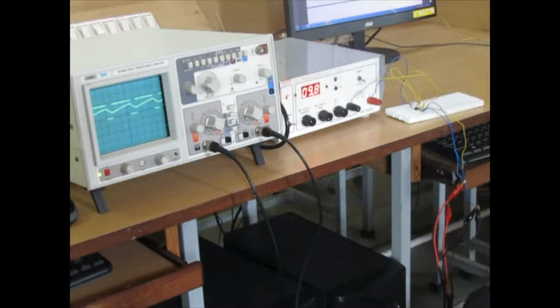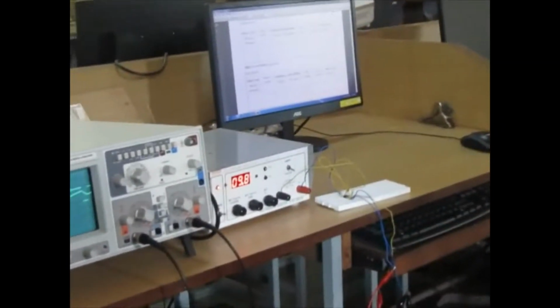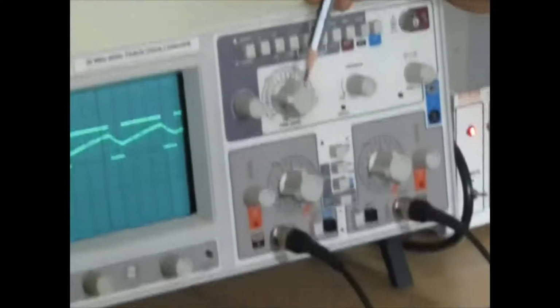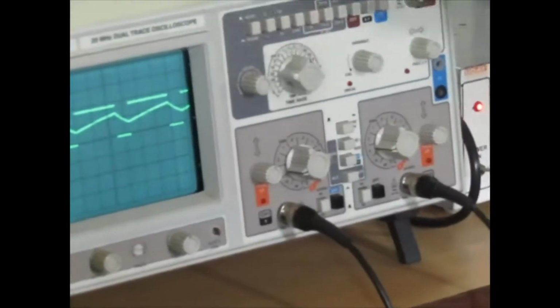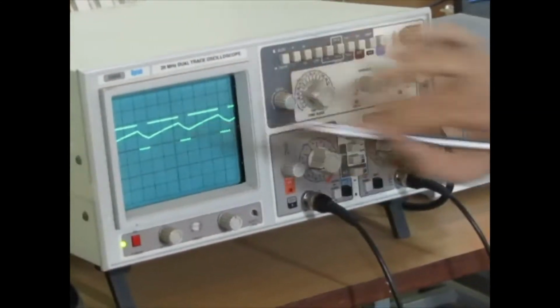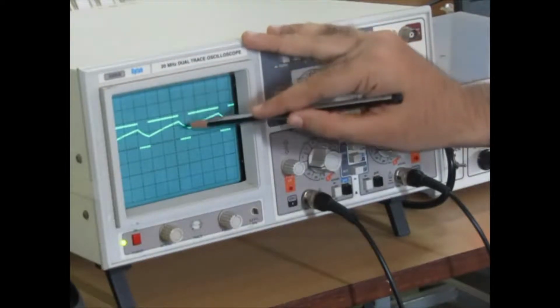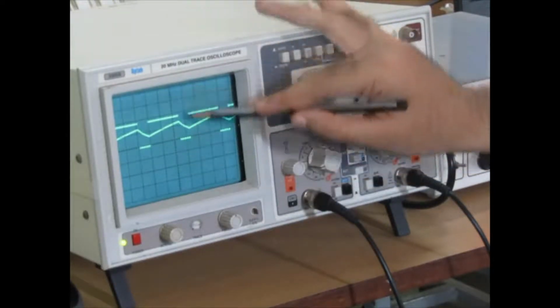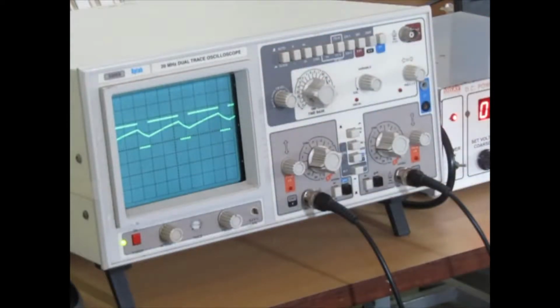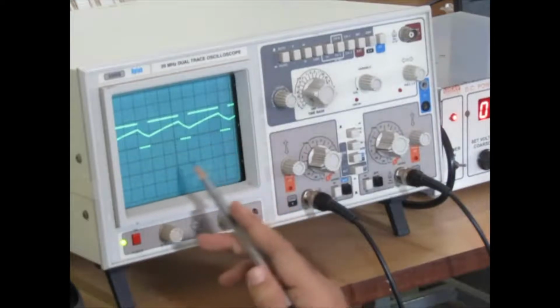Now the next thing is we have to read the output. For reading the output, first of all, what do we have to do? See here, this is the time base. The vertical reference line that you can see indicates voltage. The vertical reference line indicates a voltage, and the horizontal line indicates the time period.